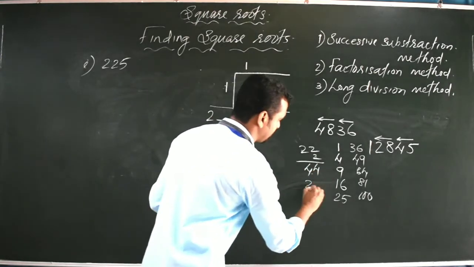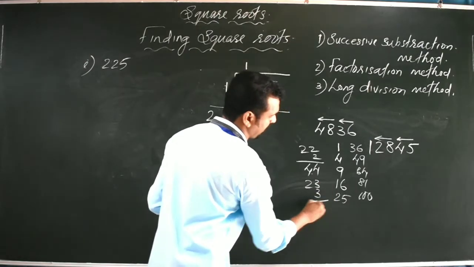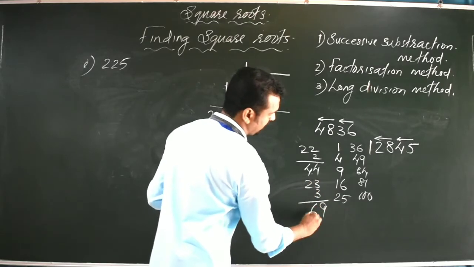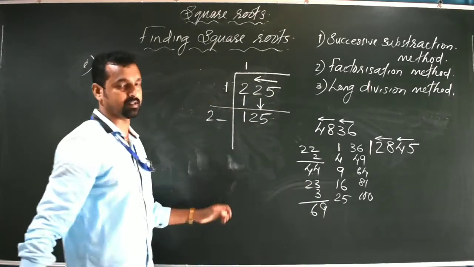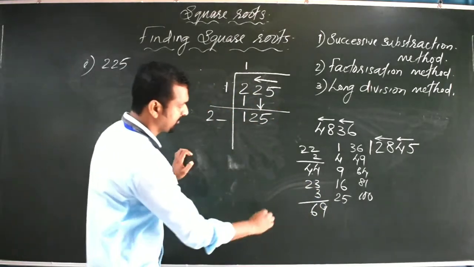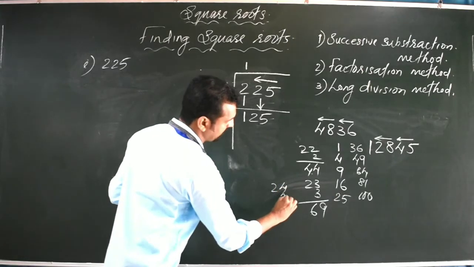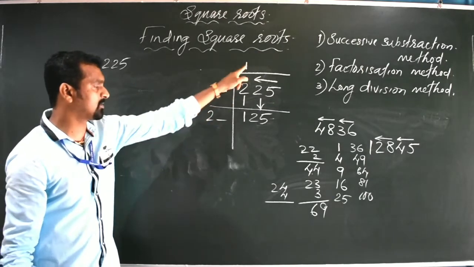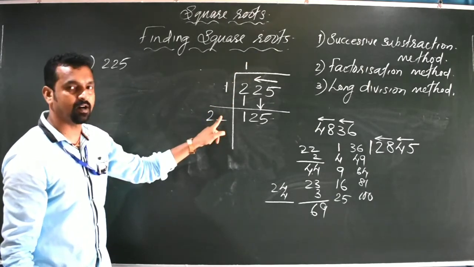Next number you multiply and see. 23 into which number will multiply? 3. 3 3s are 9, 3 2s are 6, 69. That also is very less than 125. Now multiply next one, 24 into 4. Here you see, 2 we got also 1 plus 1, 2 I wrote here. 1 digit we have to find out here.